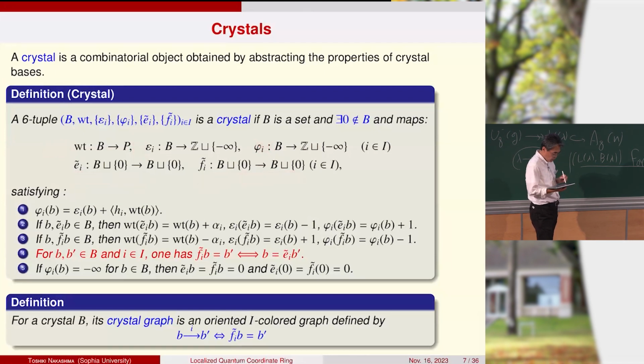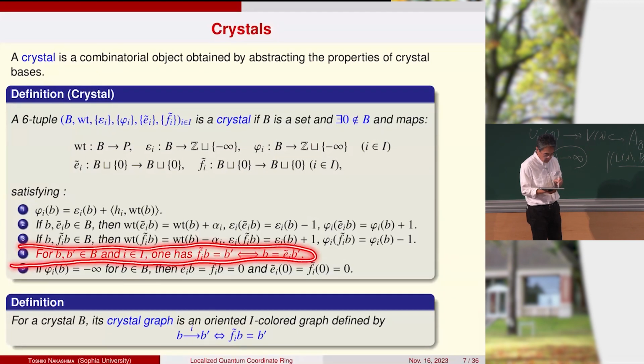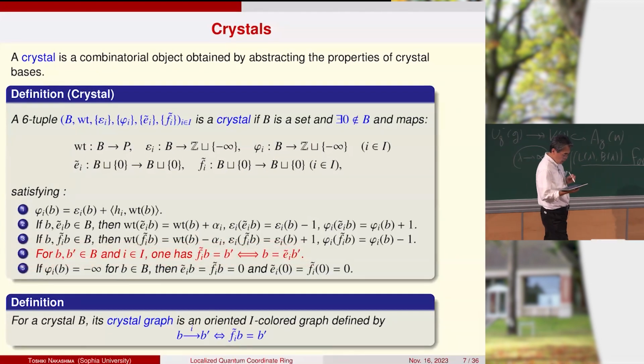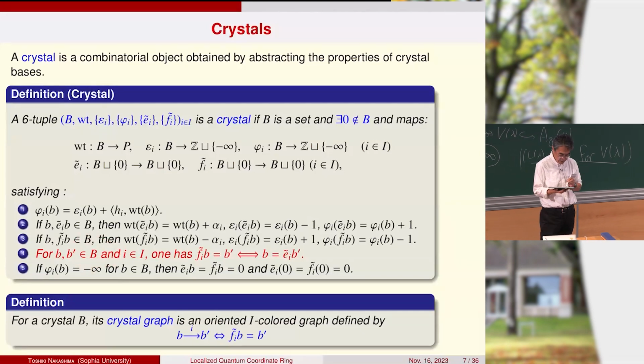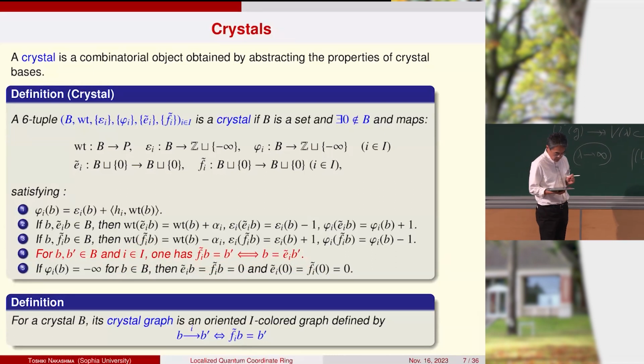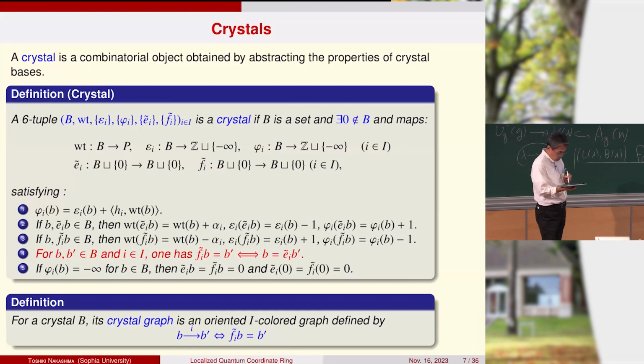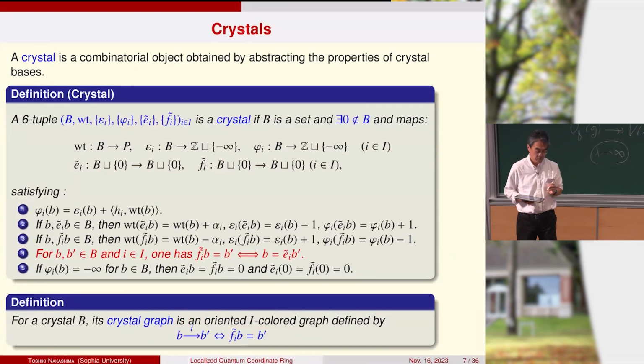There are several conditions, but the important one is here. It says for b prime in B, and then for any I, one has such relations between F tilde and the E tildes. So this says that B has naturally a graph structure, an oriented I-colored graph defined like this. Here an arrow I is obtained by the action of Fi tildes.